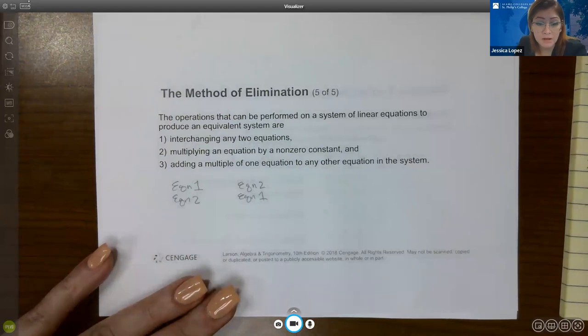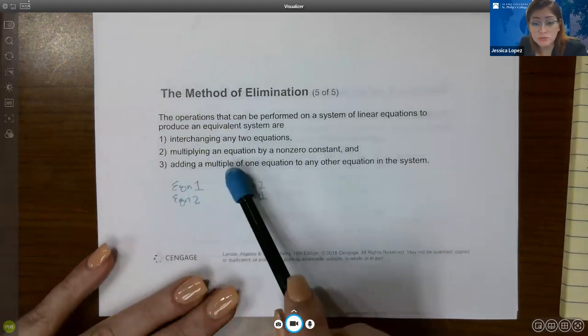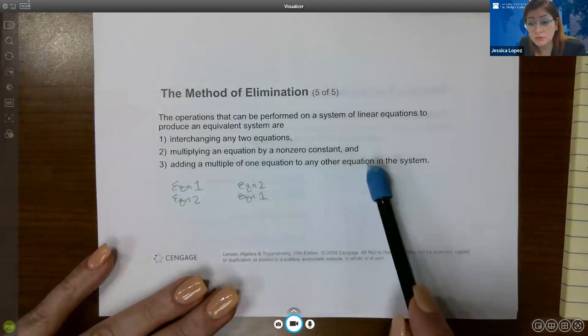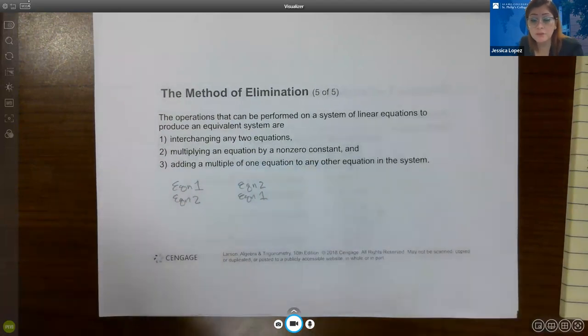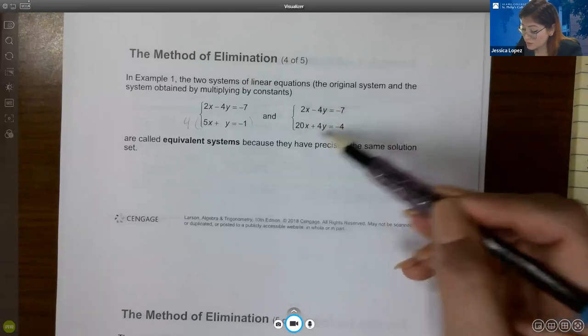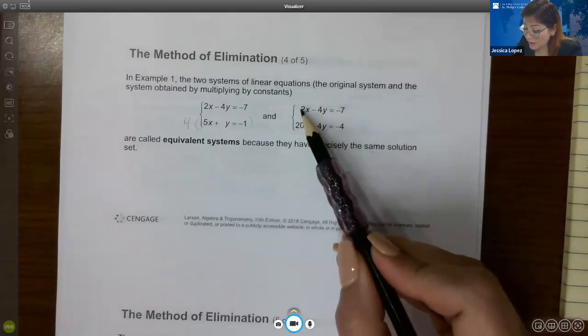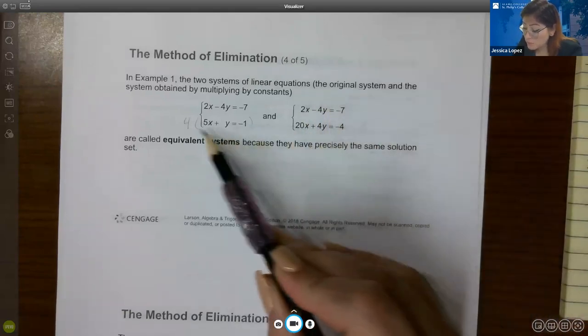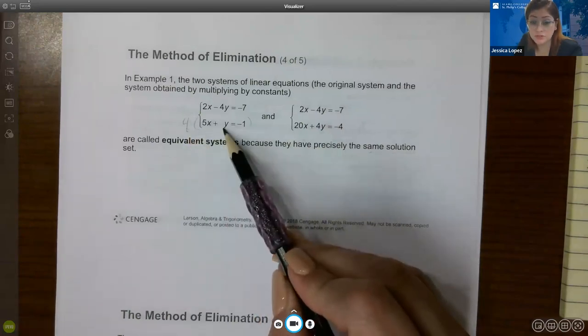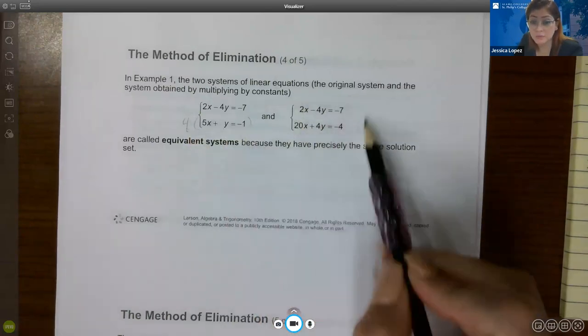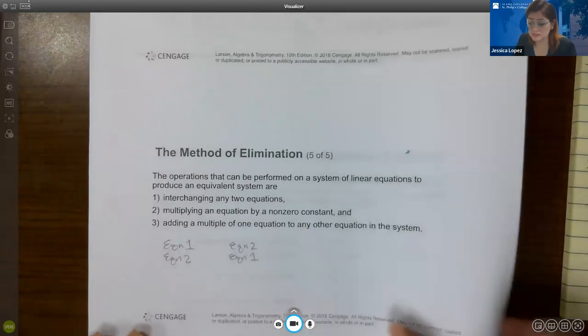You can also add a multiple of one equation to another equation in the system. That's exactly what we did, didn't we? Didn't we add these two things together? And we were adding one equation to the multiple of another equation. And that's what we were adding when we added these two together. So we definitely have seen this.